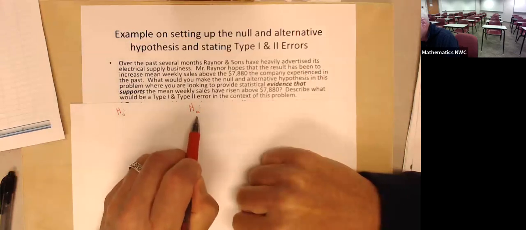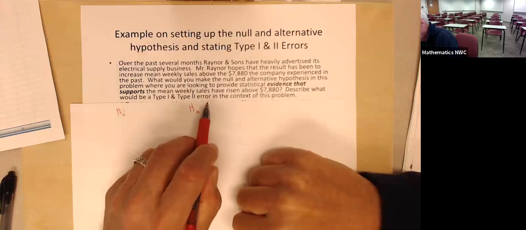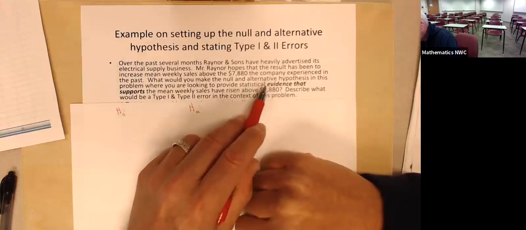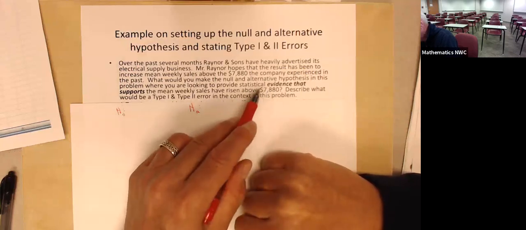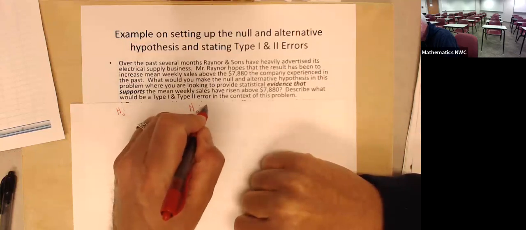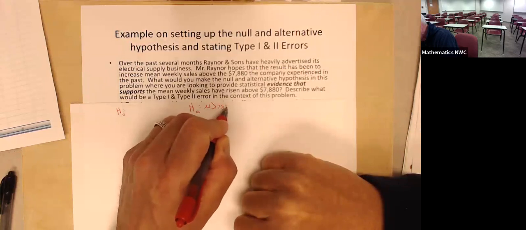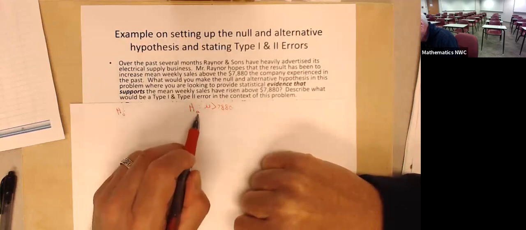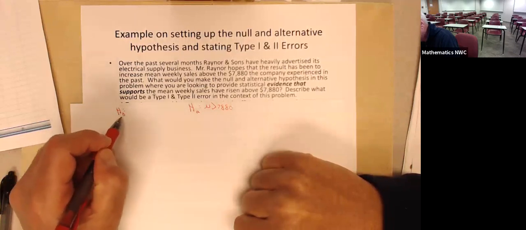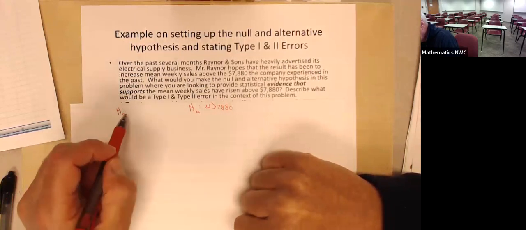The alternative is what I'm trying to show. I want to provide evidence that it's above 7880. So I would put my mean to be greater than 7880. That's my alternative, which I usually list second. My null I list first in order.